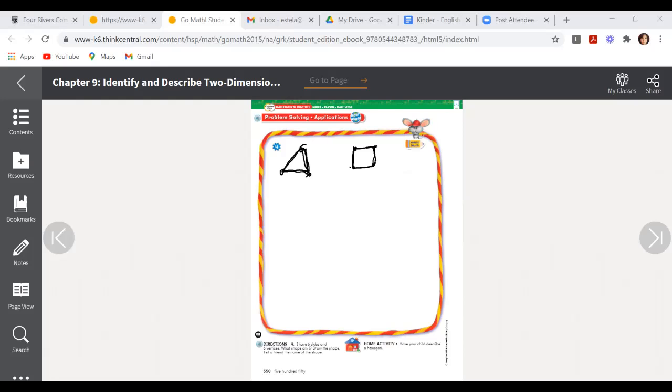And I'm gonna ask, what do I have there? Naisea, this shape has 4 sides, 4 vertices. What is the name of this shape?